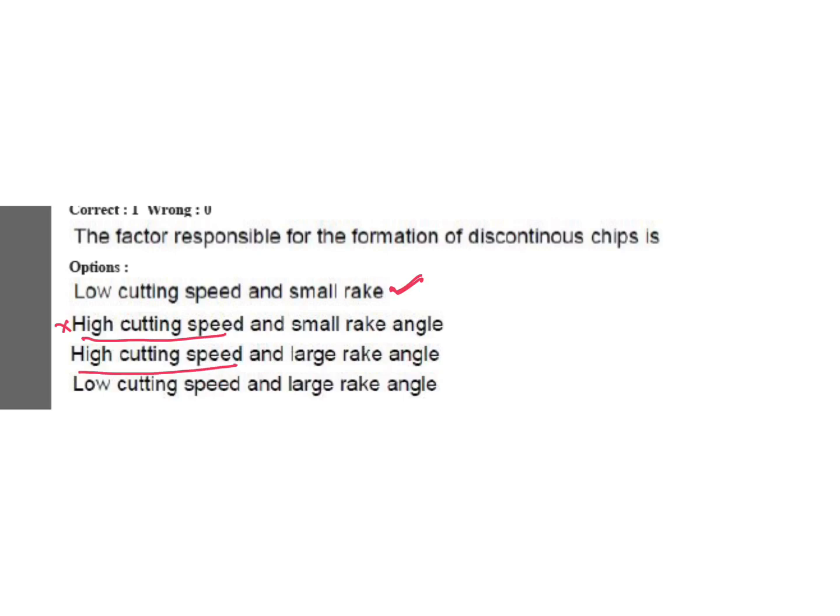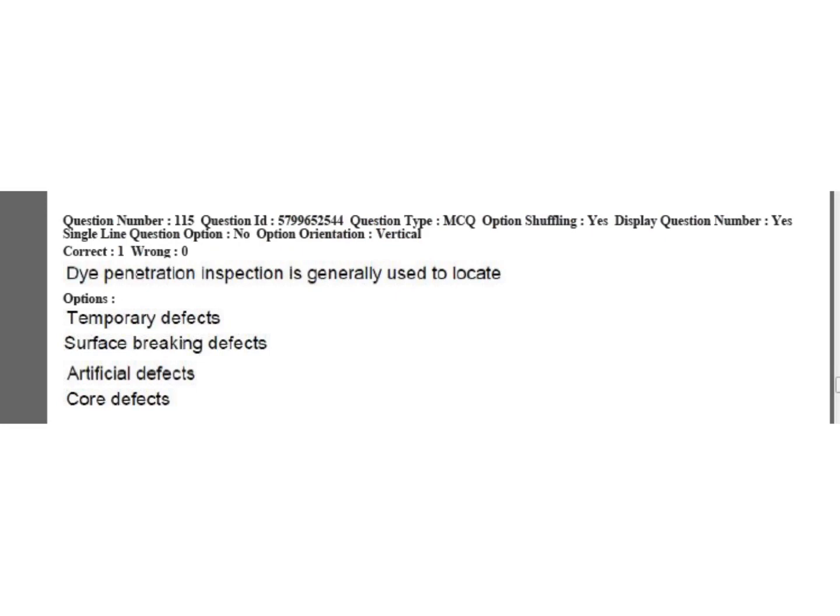Dye penetration inspection is generally used to detect surface defects. This is PT, dye penetrant test. And MPI also, magnetic particle inspection, both are used for surface defects. This is the answer. For detecting core defects, X-ray we are using, or ultrasonic testing. X-ray or gamma ray also we are using. So radiographic testing we are using, or UT we are using.